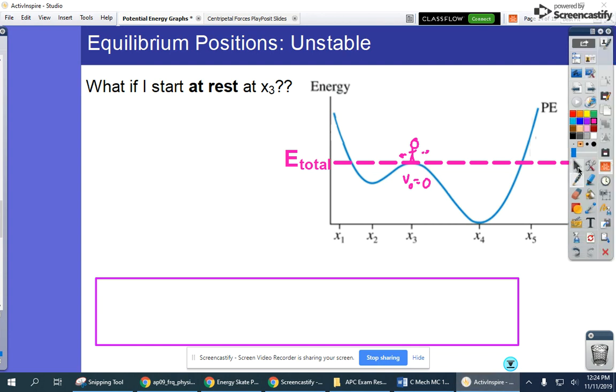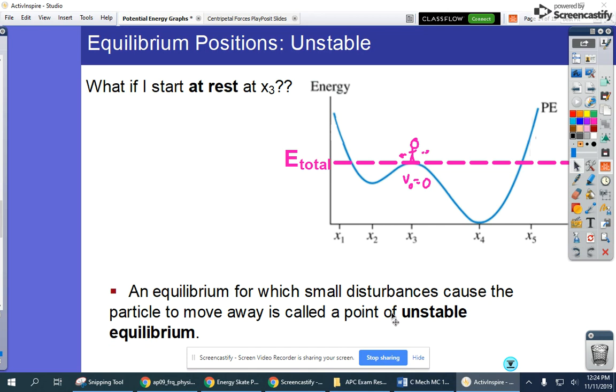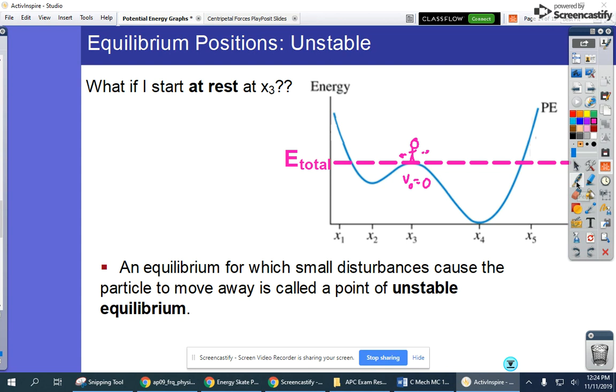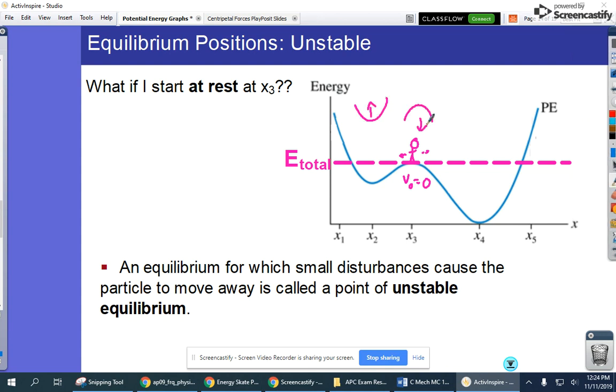So it is an equilibrium, but if I nudge it, it'll fly off in one direction or the other. So this is what we call an unstable equilibrium. And you might notice, of course, that our stable equilibria are concave up and our unstable equilibria are concave down. All right.